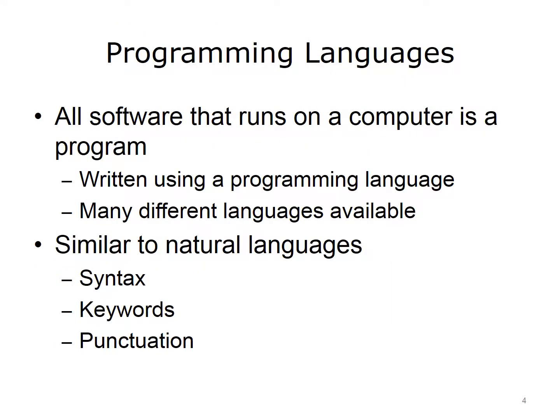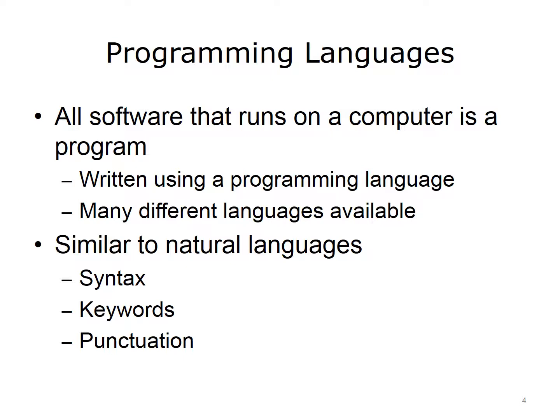Any software that runs on a computer is a program, meaning that it is a set of instructions that tell a computer what to do. Every program is written in some sort of programming language. That includes everything from operating systems to word processing programs to small, simple utilities. There are many different languages available. We will discuss them in detail later in this lecture.